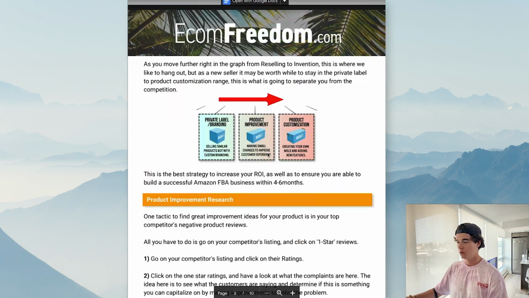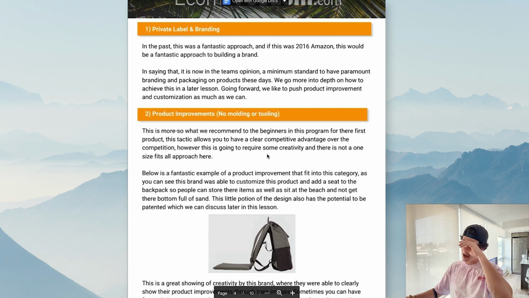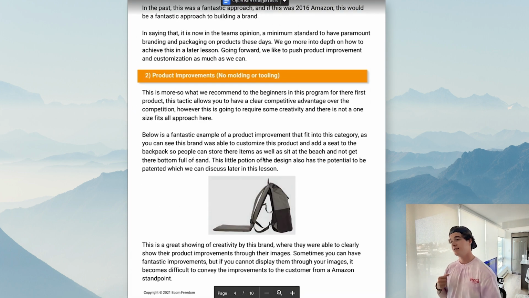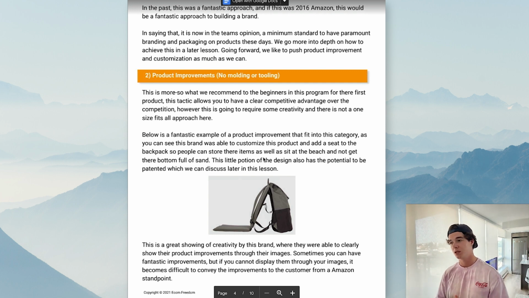So let's see what we're working with here. I want to give you guys a little example of a product improvement that I found online. This is not a product that me and Andrew and Dan are bringing to market, but I thought it was very cool. This product actually didn't require any molds, no tooling, just a bit of stitching, a bit of creativity. Basically, it was a backpack that is able to fold out and act as a beach chair, right? This is a product that could be patented, like this beach chair fold out could be patented.